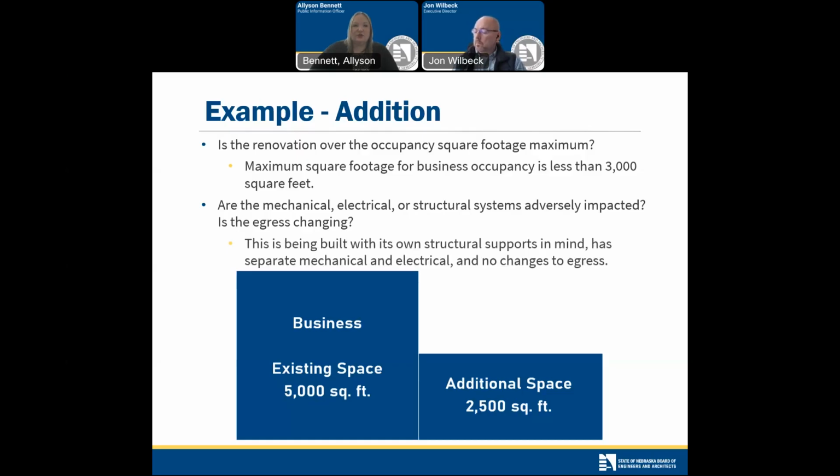So let's say the two buildings share a structural wall, electrical, and mechanical systems, and the exterior doors are being changed. As a result of that, a design professional more than likely will need to be involved, as the structural, electrical, mechanical, and change of egress are being adversely impacted.